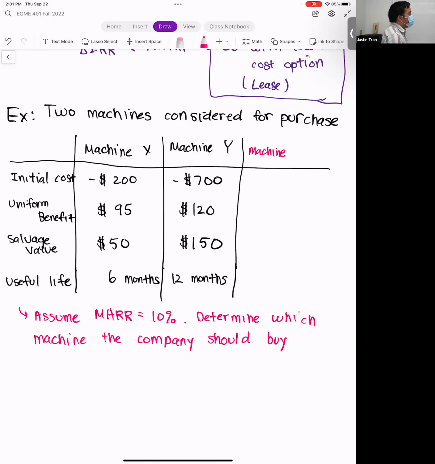And so of course, we're going to use incremental rate of return. And so, in order to do that, we have to take the difference between the two options. We're going to take the option that's more expensive minus the option that's less expensive. In this case, that's going to be machine Y minus machine X, because machine Y has higher initial cost. Okay, let's go ahead and take the difference. We have a minus $500, because that's minus 700 minus a negative 200. And so that gives us minus 500.